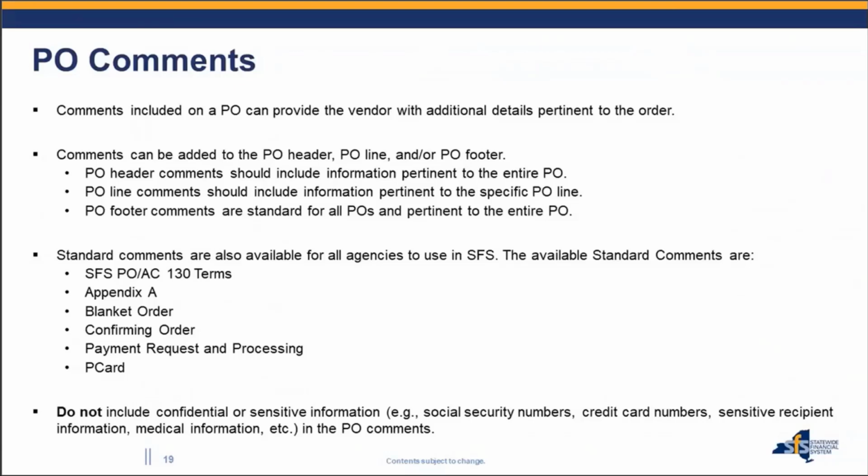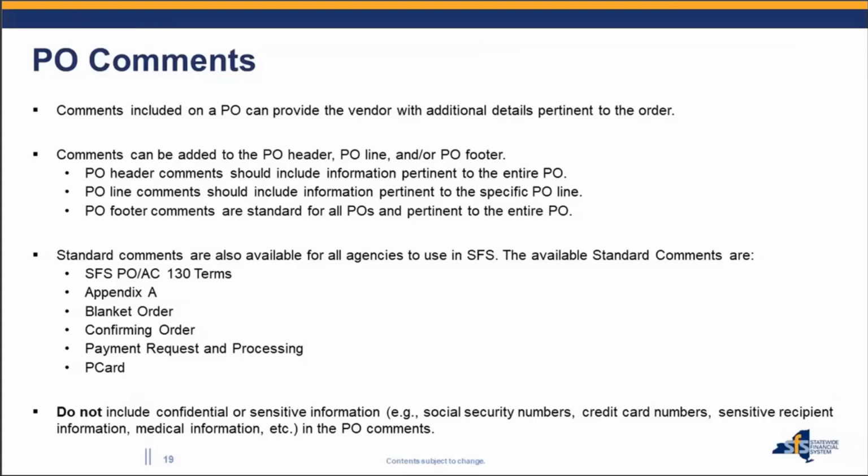The first one may be a little bit confusing the way it's spelled out, right? SFS PO/AC 130 terms is standard terms that apply to your purchase order, to all purchase orders. That one's a little bit more in-depth. The Appendix A is a standard comment that if you are a BSC hosted agency and send a purchase order through the BSC, the Appendix A language is automatically applied to all of your purchase orders, as I mentioned, in that PO footer part of your purchase order.